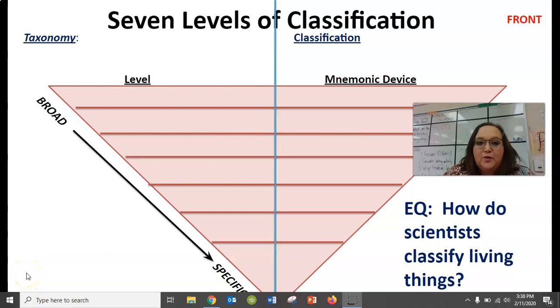Today you're going to be making a foldable on the 7 levels of classification. I'm going to walk you through step by step what you need to do. If at any time you need to pause the video to write down what you need to write down on your foldable, feel free to do that.